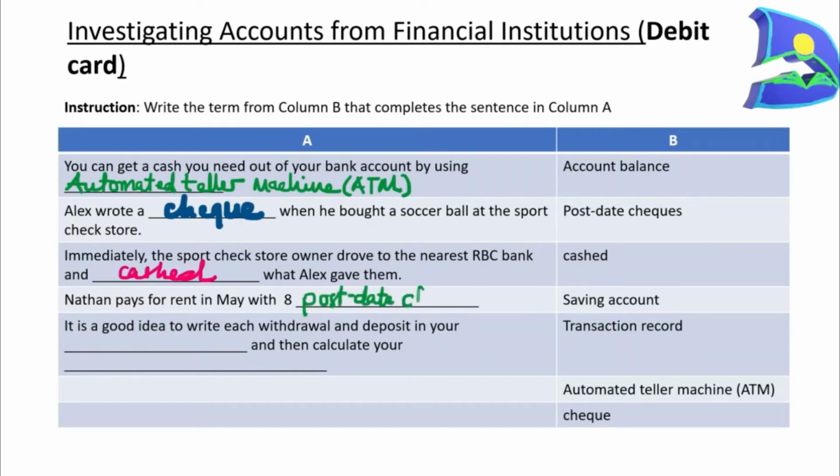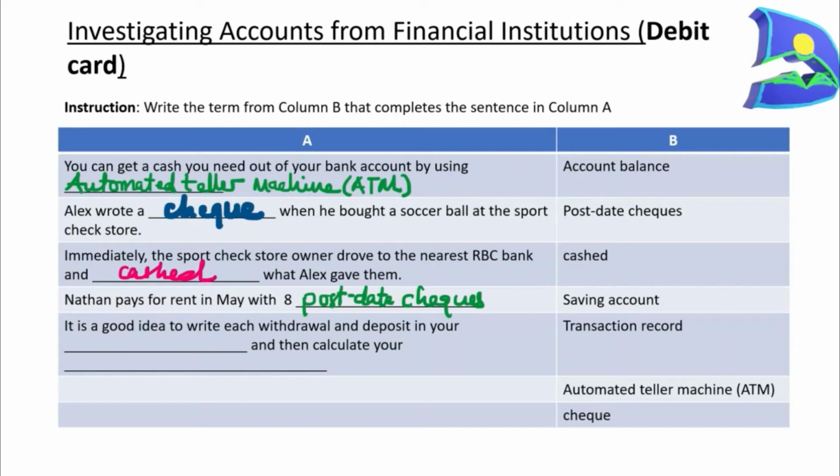Now the next one here is post-dated checks, and in here it means that on a future date you will be able to cash a specific check or write a specific check to a specific person. Like in here it says Nathan pays for his rent in May with a blank. So it means that on that particular future date, the post-dated check will be cashed out, and it's kind of cool in that particular sense.